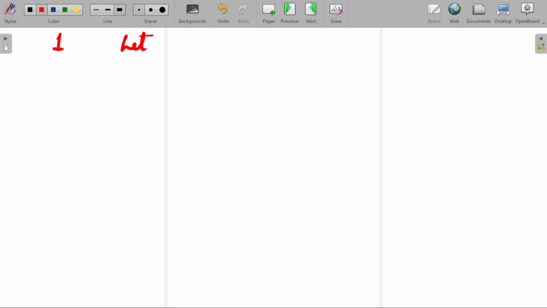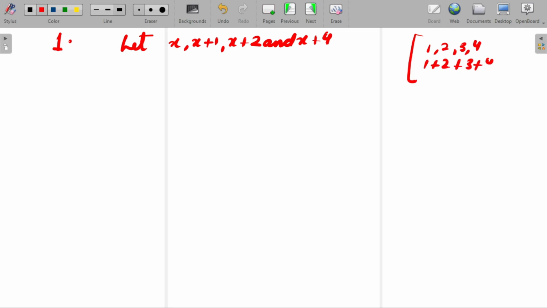This is the question number 1, okay? Let x, x plus 1, x plus 2, and x plus 3. These are four consecutive numbers. मैंने यहाँ पे 1 2 3 4 क्यों नहीं लिया? क्योंकि जब हम 1 प्लस 2 प्लस 3 प्लस 4 करेंगे तो आंसर 34 नहीं आता है, राइट? तो यहाँ पे जनरल फॉर्म लेनी पड़ेगी. So these are the general terms, okay?